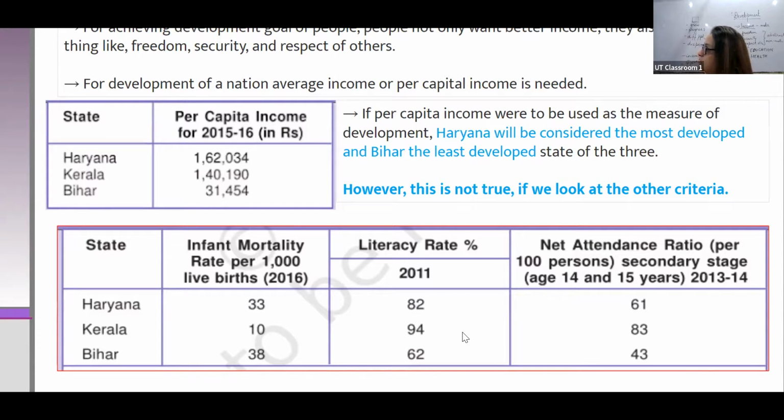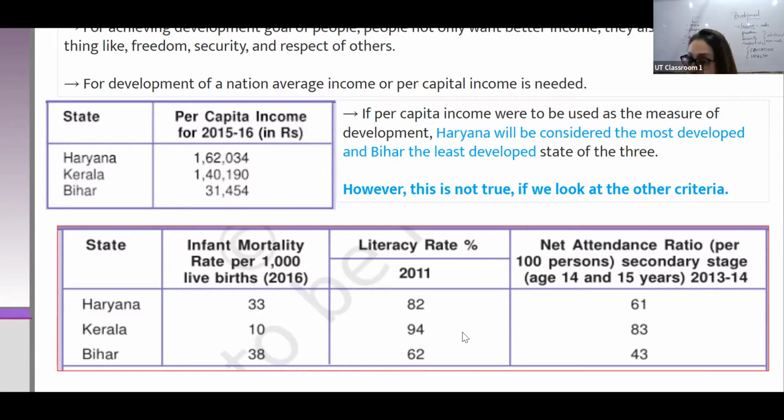In Haryana, what is the per capita income? It is 1,62,034. Kerala it is 1,40,190. Bihar it is 31,454. So if you were only to see this income criteria, which one would be the most developed and which one would be the least? Haryana would be the most developed, then Kerala, and then Bihar, right?